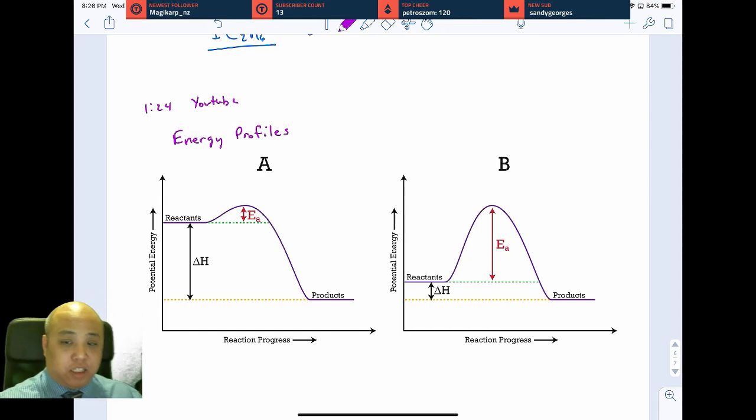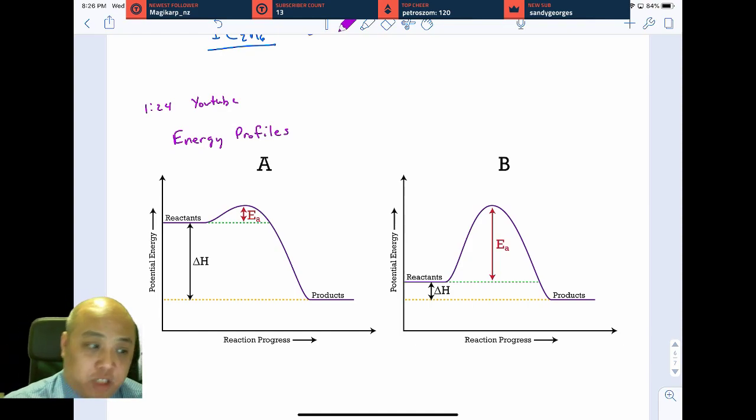An energy profile shows your potential energy of the reactants and the potential energy of the products. The difference in those is your delta H. It's important that you recognize that delta H is the difference between the reactants and the product. It doesn't matter how tall the hill is. It doesn't matter how wide the reaction is, because that's just progress. It's not time. The delta H is the difference between the products and the reactants.